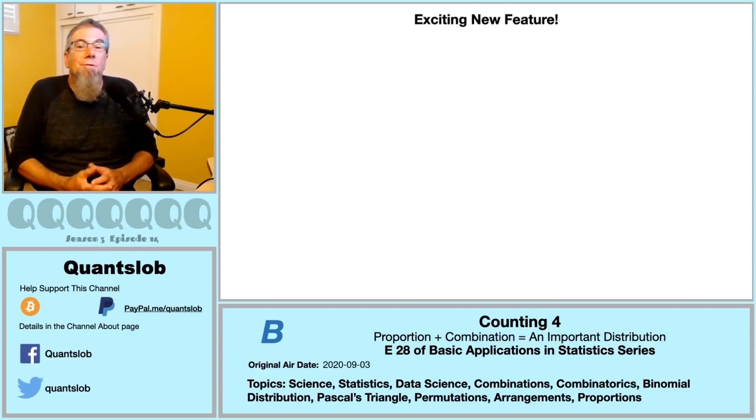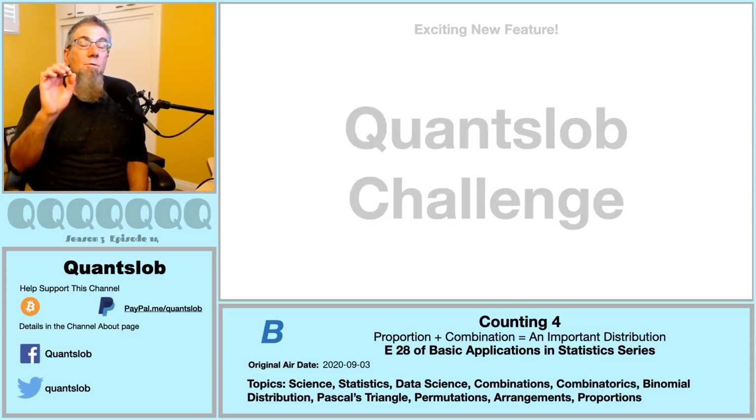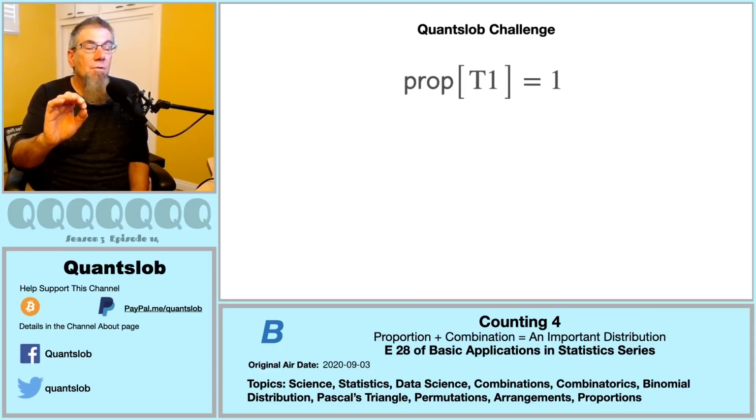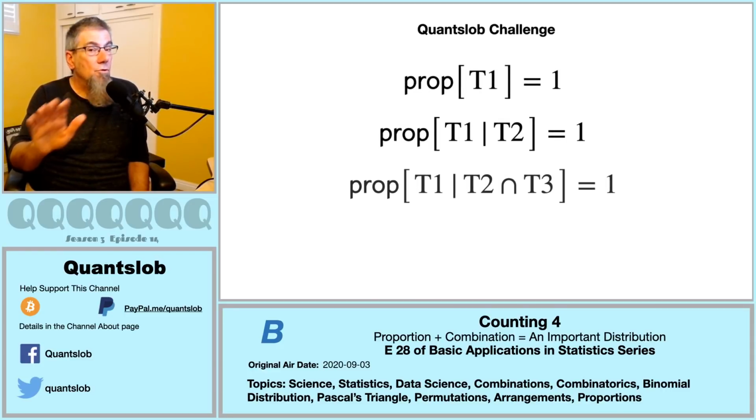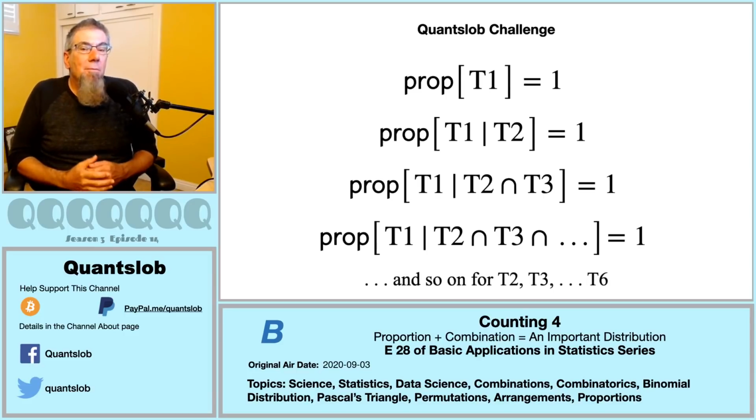Now, before we close out this installment, and we're also closing out season 3 of Quantslob, an exciting new feature here, our Quantslob challenge. Okay, ready? Suppose the prevalence of each and every one of our 6 toppings is not 1/2, nor 2/3, but rather 1. What sort of collection of pizzas might we have, and what might the distribution of number of toppings of such a collection look like? We're going to pick this up with our soon upcoming season 4 kicker, part 1 of summarizing data.